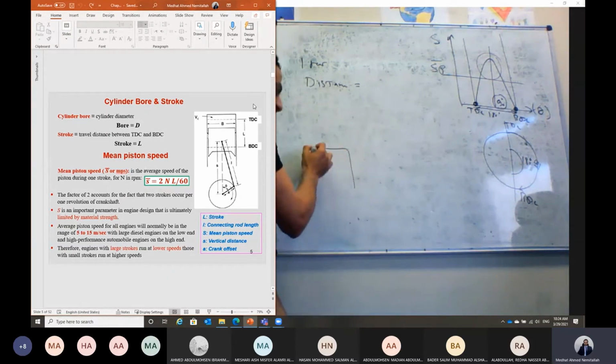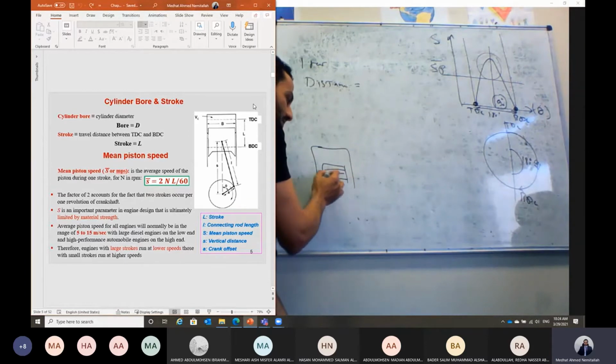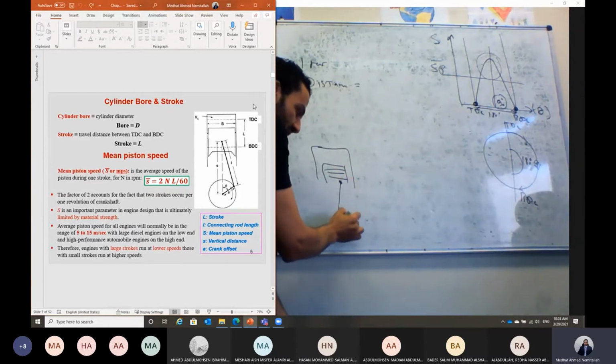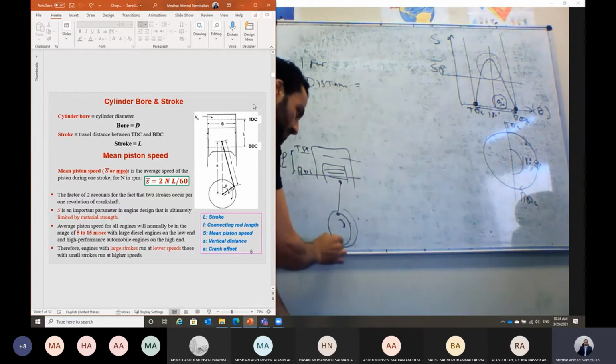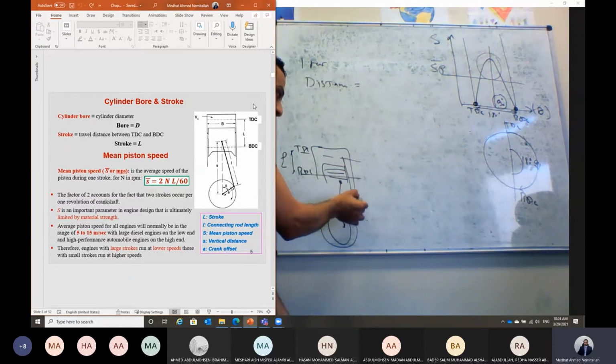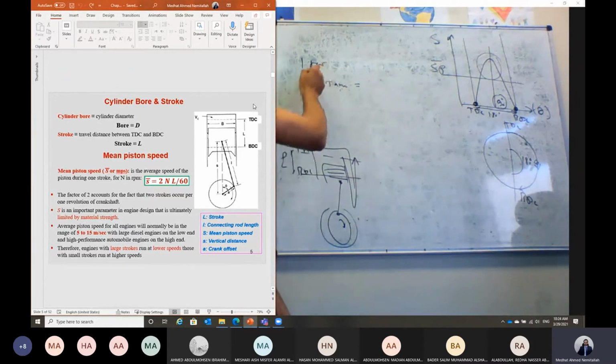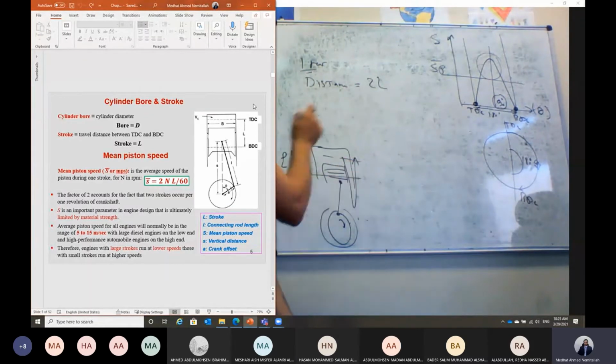So here, Shabab, is the piston, and this piston is connected to the crankshaft, and the crank is rotating. For one revolution, the piston is moving between the top dead center and the bottom dead center. This distance is L. So for one revolution, what will be the distance traveled by the piston? 2L. Exactly. For one revolution, the distance moved is 2L.